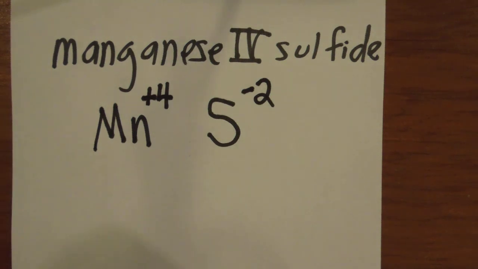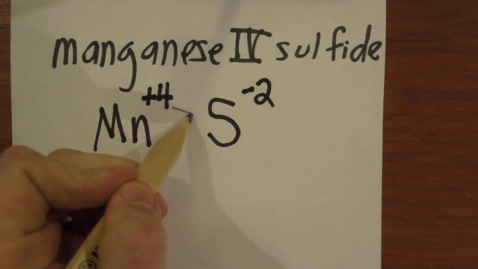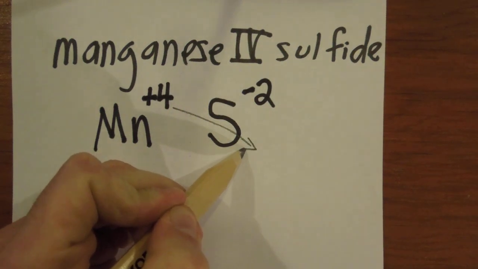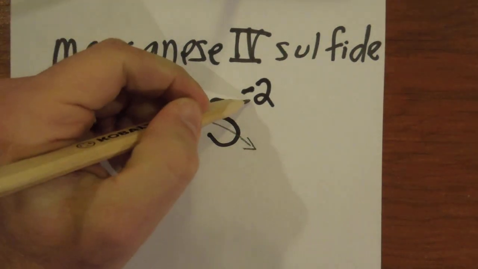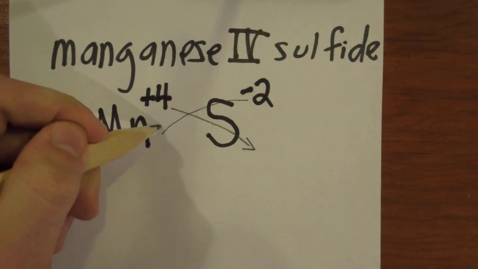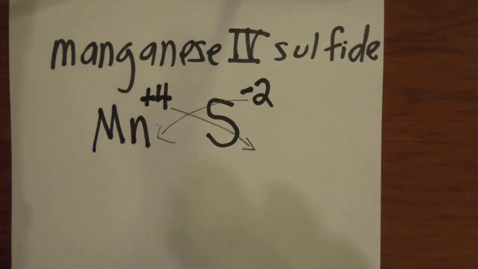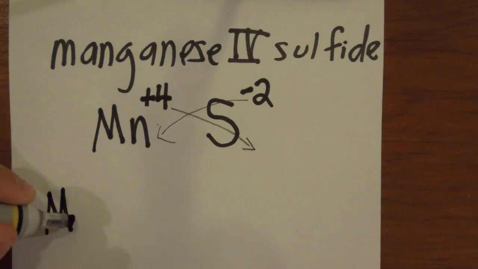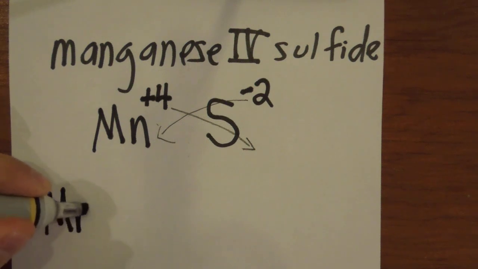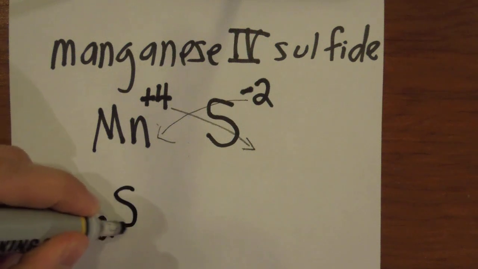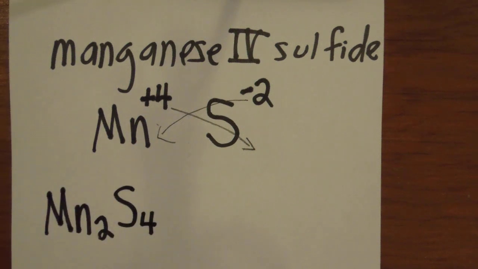And now we shall partake in doing the old crisscross technique. The +4 comes down to become the subscript of the sulfur. The -2 comes down to become the subscript of the manganese. I've been forgetting to mention this, but when you turn these numbers into subscripts, you do want to get rid of the charge. And so we end up with a formula of Mn2S4.